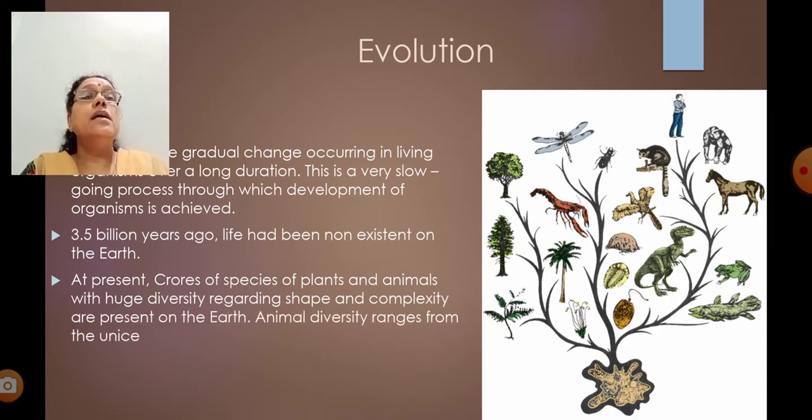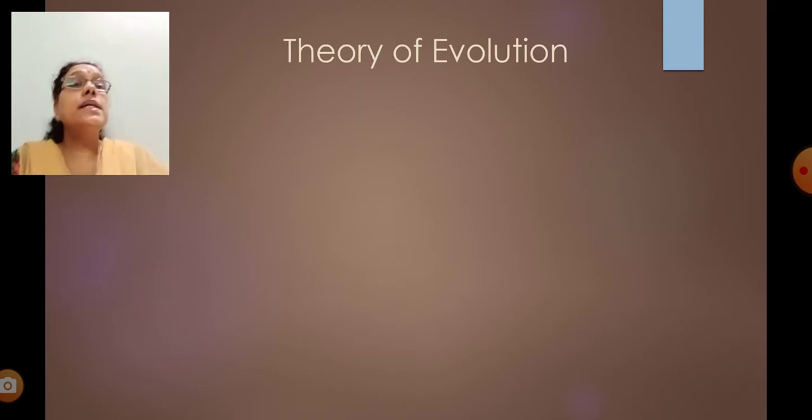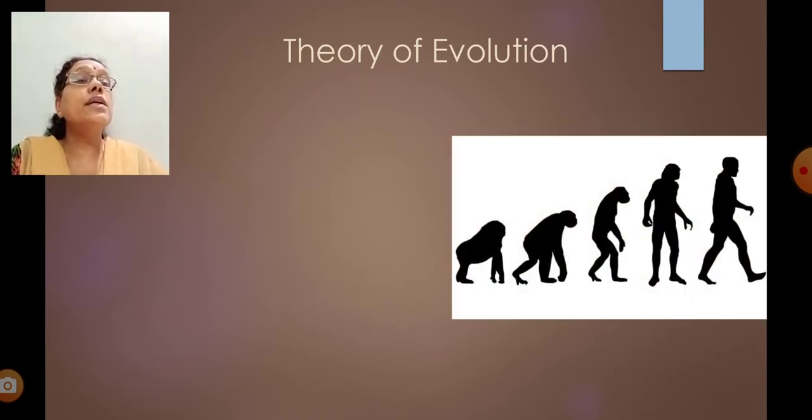Animal diversity ranges from the unicellular amoeba and paramecium to man and the giant whale. From the unicellular paramecium or amoeba to the very big animals, horse, elephant, human beings, squirrel, butterflies, whale, frog, and here peepal tree, corn tree, all different varieties, everything originated from this unicellular organism. That is what is given in the evolution theory. So very clearly it is shown in the picture also. Theory of evolution, Charles Darwin's theory of evolution.